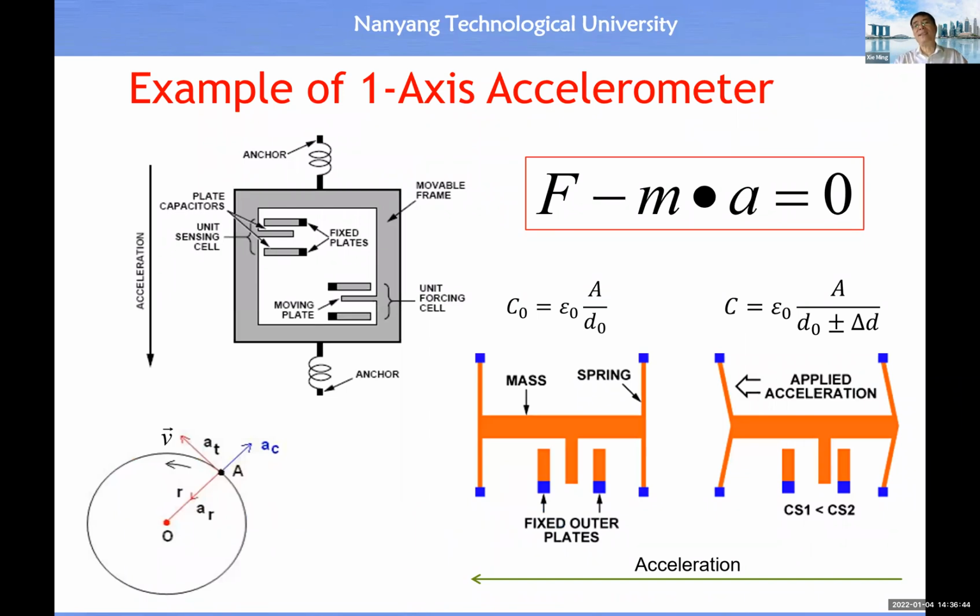Then we can apply this principle to design the measurement of acceleration in one direction. It could be along the x axis, along the y axis, along the z axis, or in the radial direction. All right. Okay. So if we want to measure acceleration in two directions, then we just put two such sensors together. That's it. All right. So this is a quite straightforward solution.